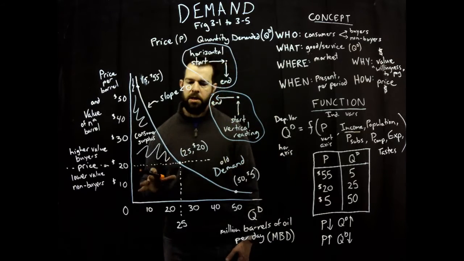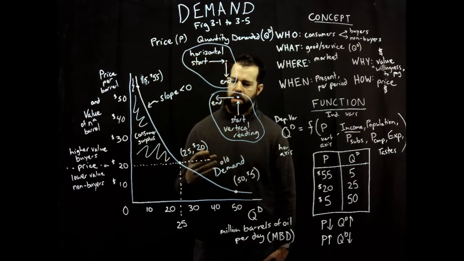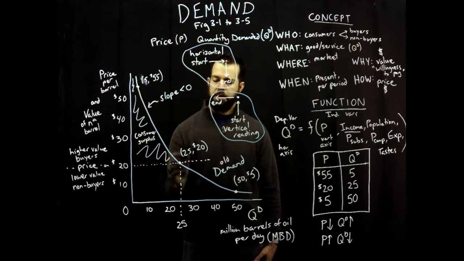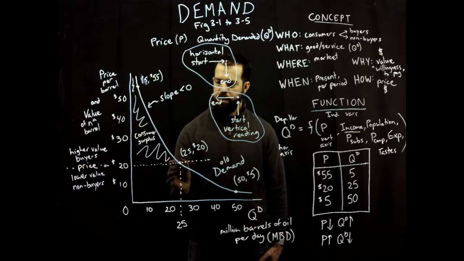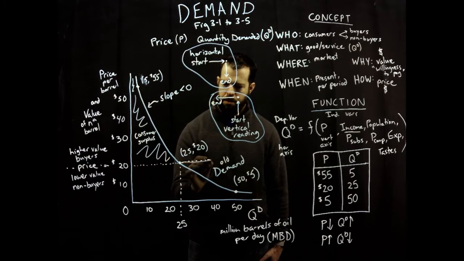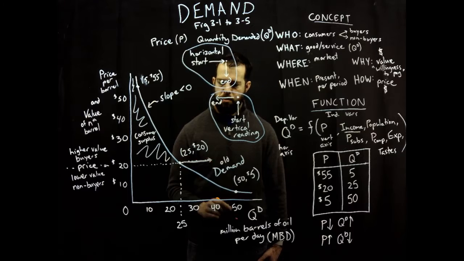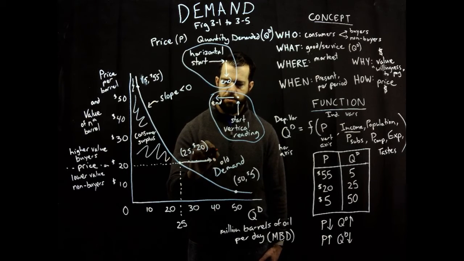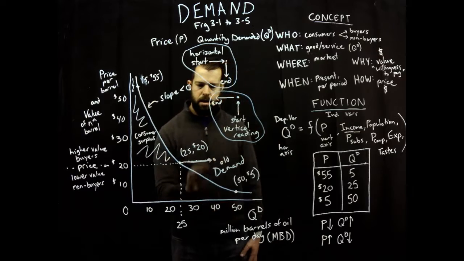Okay, so remember how I talked about horizontal and vertical reading? Okay, so we can show an increase in demand horizontally by saying at the price of $20, consumers are willing and able to buy more units. In this case, 40 units, okay, at the price of $20.